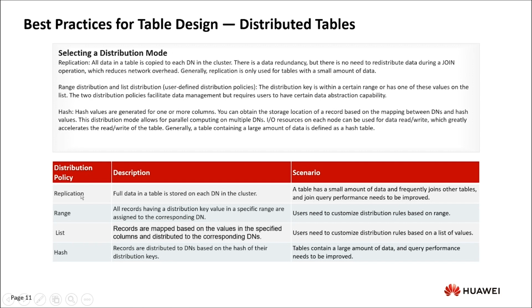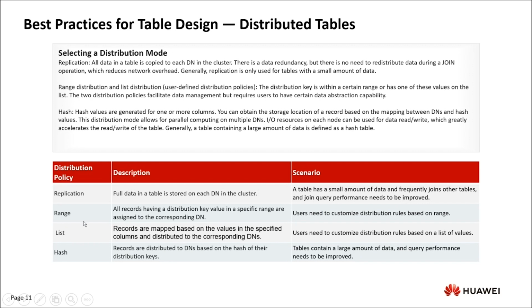In replication policy, full data in a table is stored on each DN in the cluster. It is suitable for the scenario where a table has a small amount of data and frequently joins other tables. And also, it is suitable for the scenario where the join query performance needs to be improved.